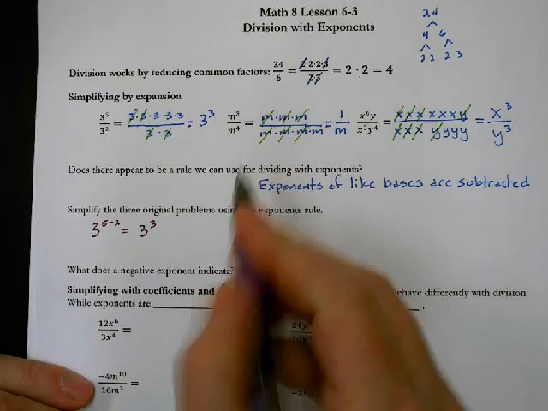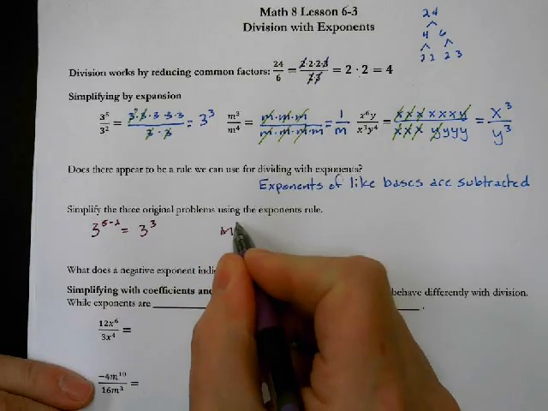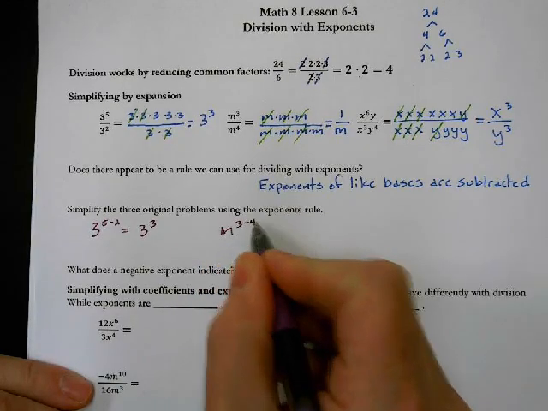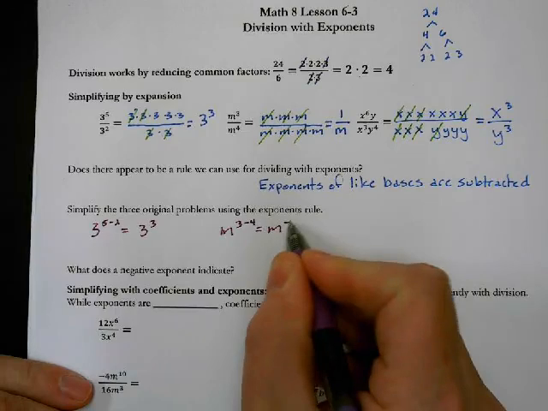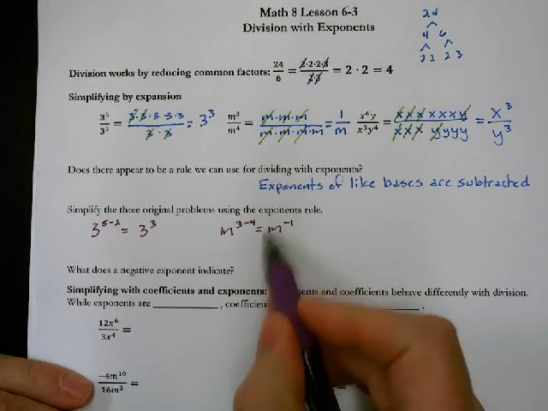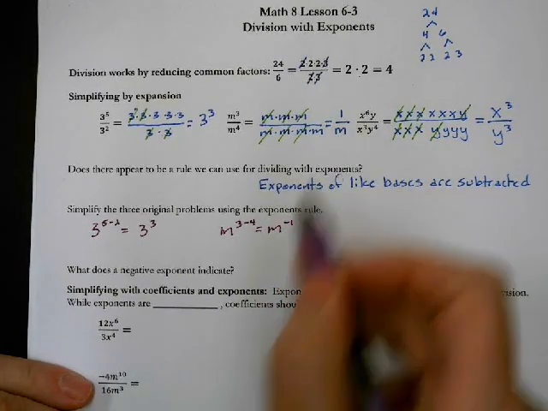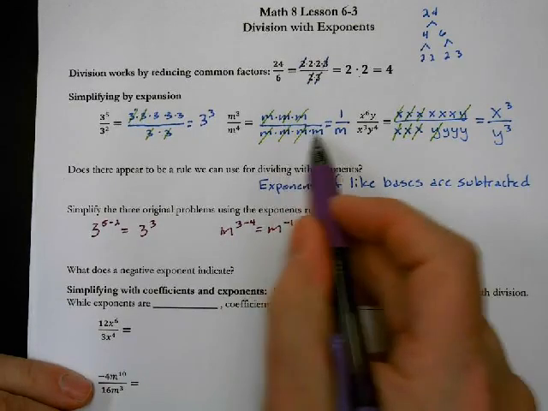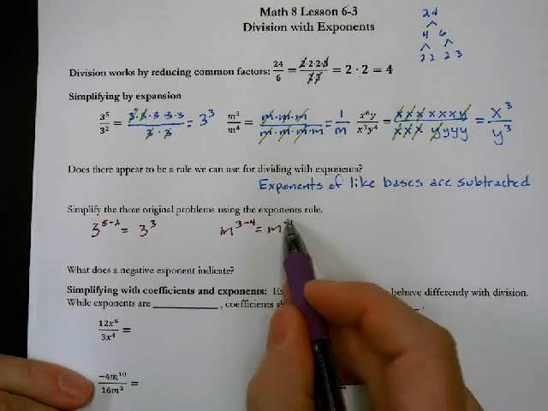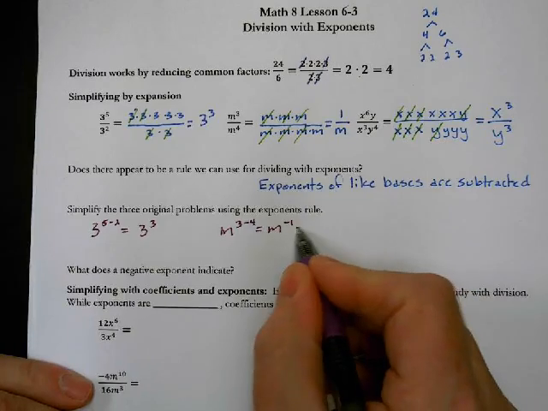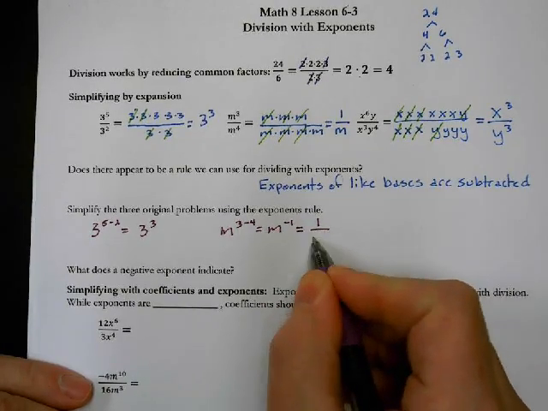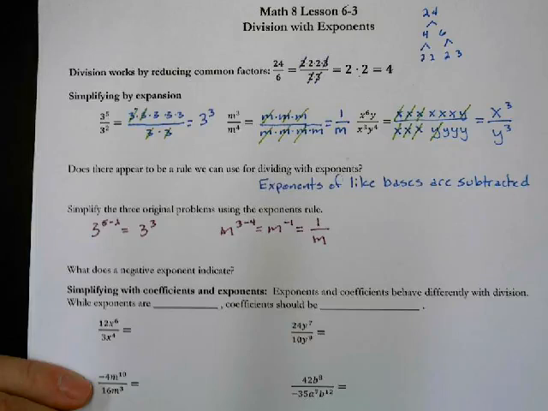This one would be m to the 3 minus 4, which is m to the negative 1. And we kind of see here that I had an extra m in the denominator. So an m to the negative 1 would indicate that my variable is actually in the denominator and not the numerator.